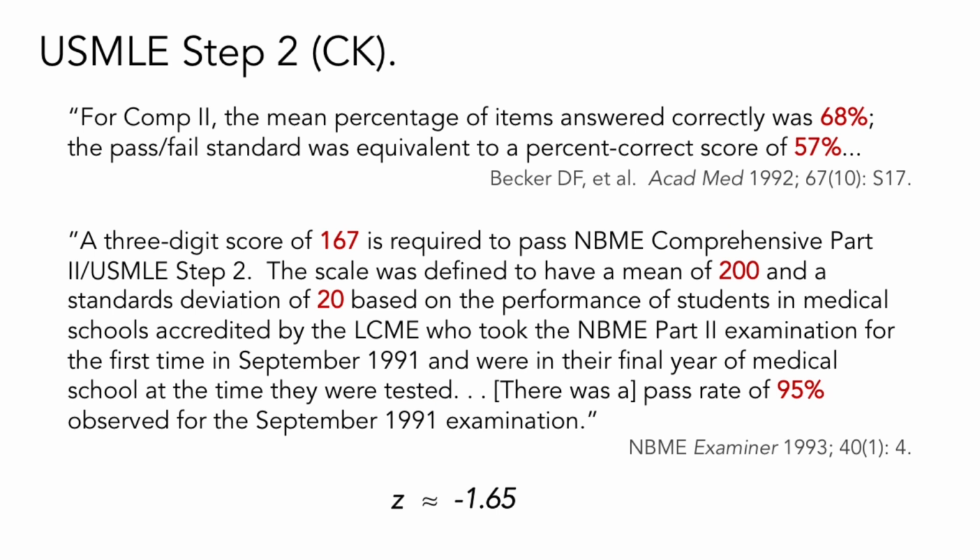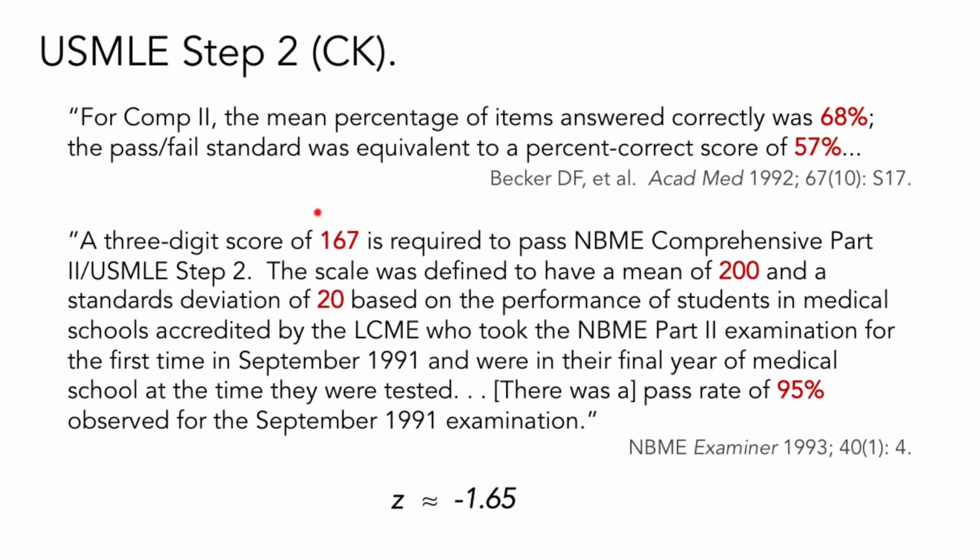We can do the same thing for USMLE Step 2, the exam that we know and love today as USMLE Step 2 CK. All we have to do is go back to the literature to find data to plug into those equations to get from the raw score to the scaled score or back. So from this paper in Academic Medicine in 1992, we know that for the reference group of examinees taking the comprehensive NBME exam, the mean performance was 68% of items correct. The pass-fail standard was set at 57%.